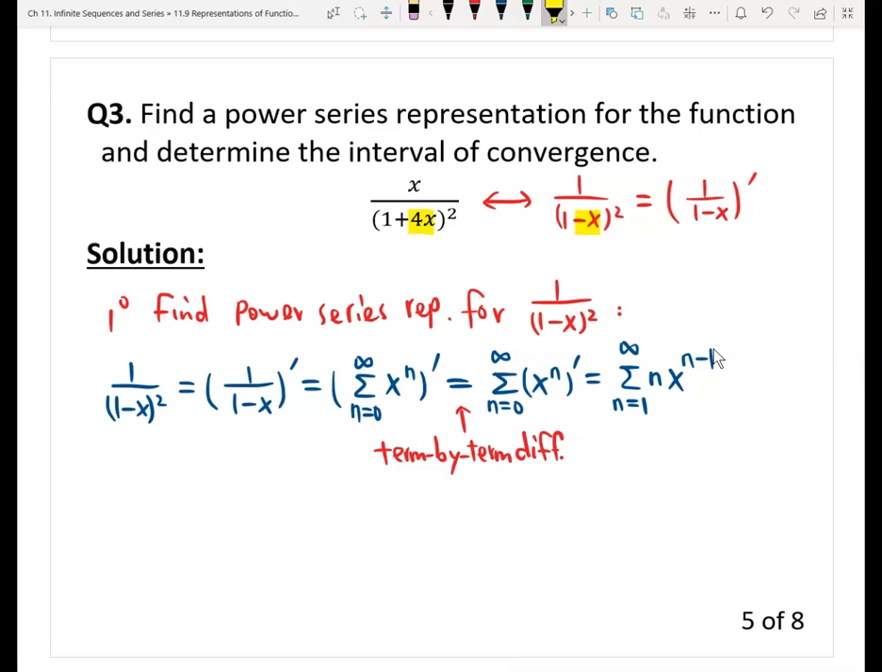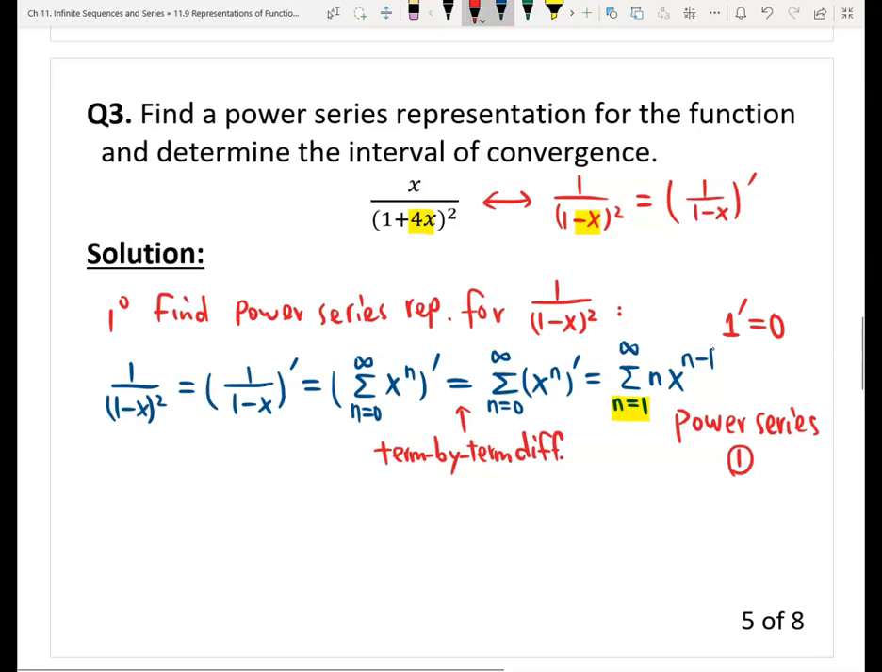You will ask, why does this start from 1? Because the first term is 1. Take a derivative, goes to what? Goes to 0. It disappears. Okay, so this makes sense. Therefore, what do we get? We get a power series. Good. Let me call this power series 1.